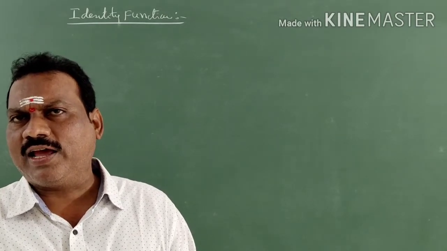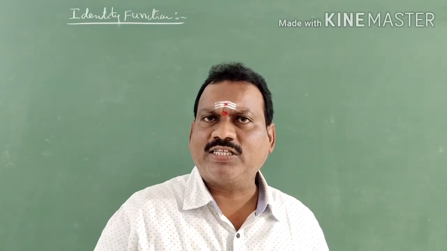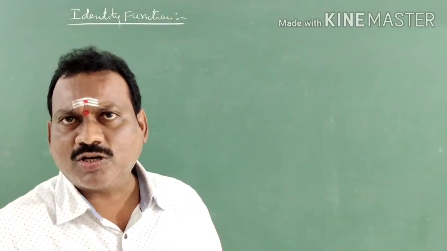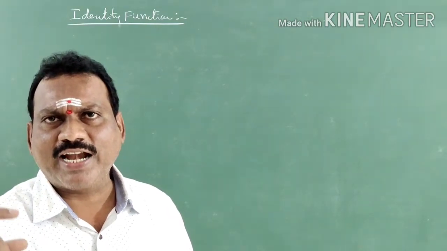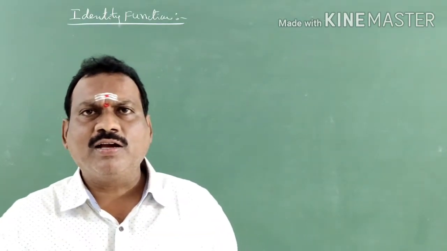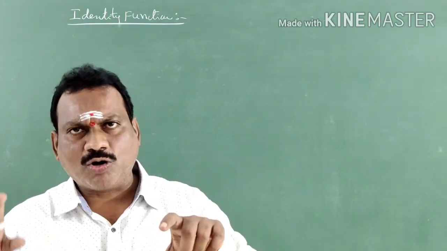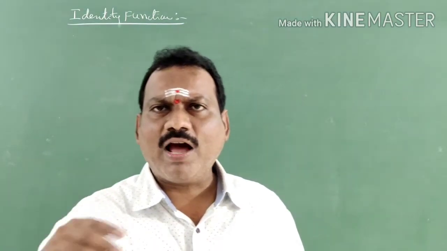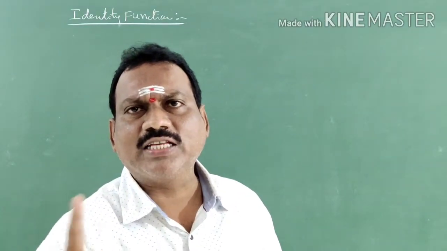Once again I will repeat it. A function f mapping from A to A is said to be an identity function if f of x is equal to x for all x belongs to A. Clear, students? Identity function is denoted by I subscript A, which means it is defined on a particular set A. In an identity function, the first set and second set have the same elements. Obviously domain, codomain, and range are all equal. That's why the number of identity functions from A to A is only one.